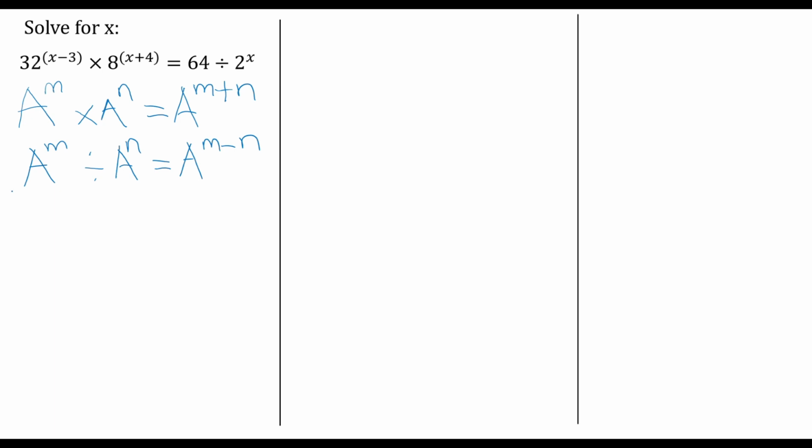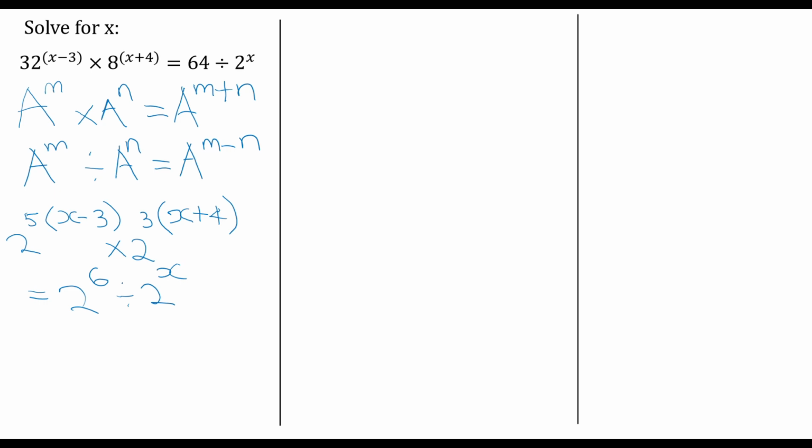We write the equation as follows: 2^5, which is equal to 32, open the brackets, x minus 3, multiplied by 2^3, which is equal to 8, into brackets, x plus 4, close the bracket, is equal to 64, which is 2^6, divided by 2^x.